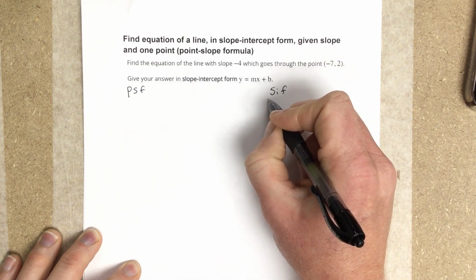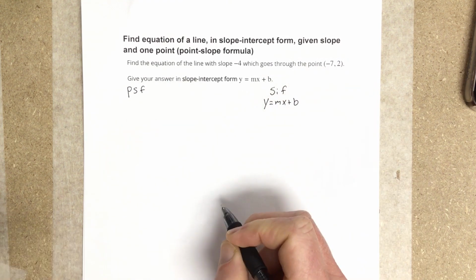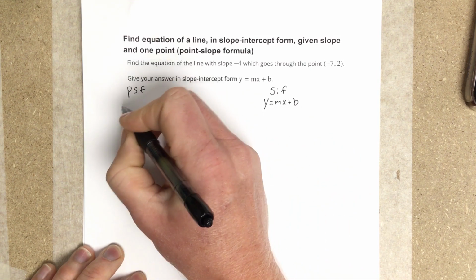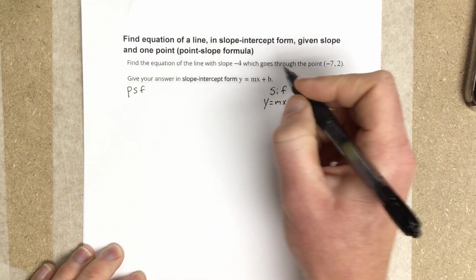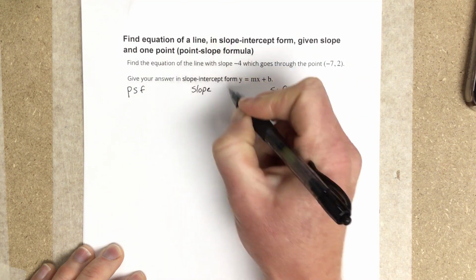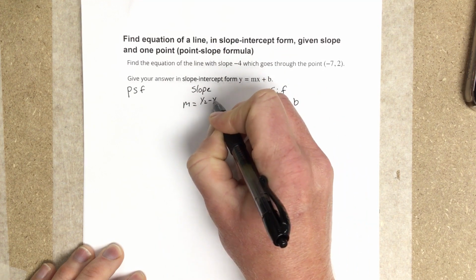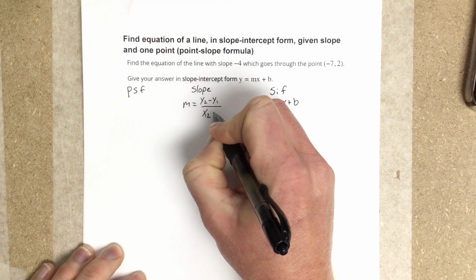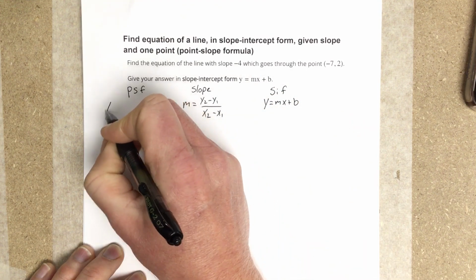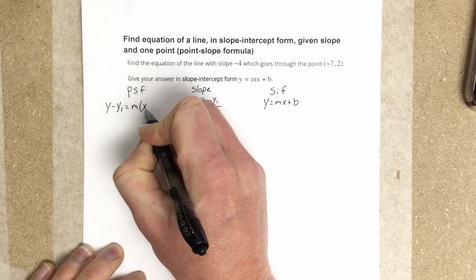SIF is y equals mx plus b, slope-intercept form. Point-slope form is essentially the slope formula, and actually, I'm going to write that out here. Slope is m equals y2 minus y1 over x2 minus x1. Point-slope form is actually y minus y1 equals m times x minus x1.